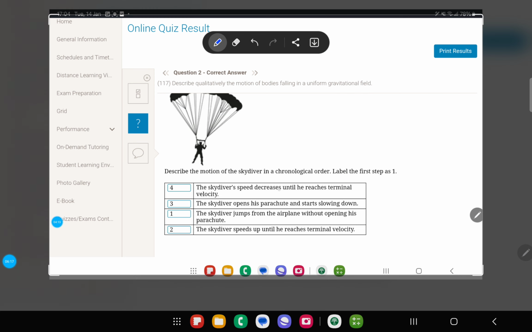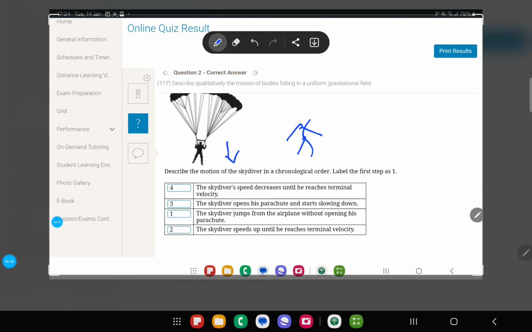Final step, the skydiver's speed decreases until he reaches terminal velocity. Now his speed will decrease until he can't decrease anymore. We say he can't accelerate even more, he can't decelerate even more.